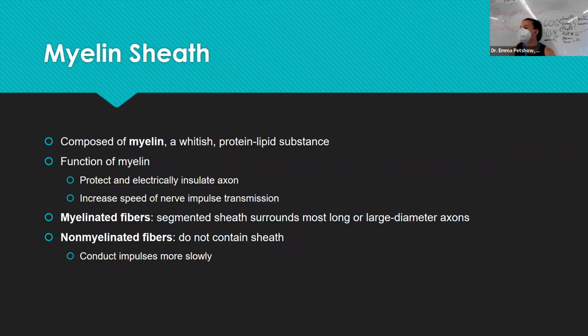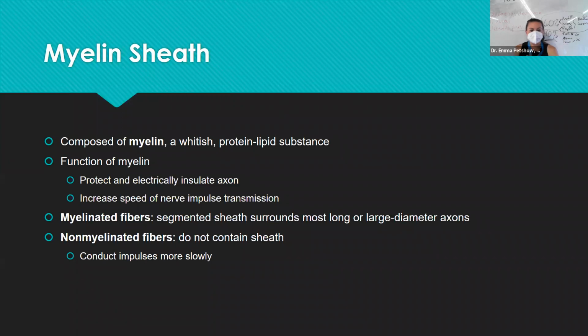And then we talk about, okay, what is this myelin sheath? It's involved in lots of different pathologies or different conditions. So the myelin sheath is composed of myelin. It's this white protein and lipid substance. Its function is to insulate the axon to increase our speed of nerve transmission. So this insulation allows for less interference from outside sources, so you have more of a direct send of that signal.